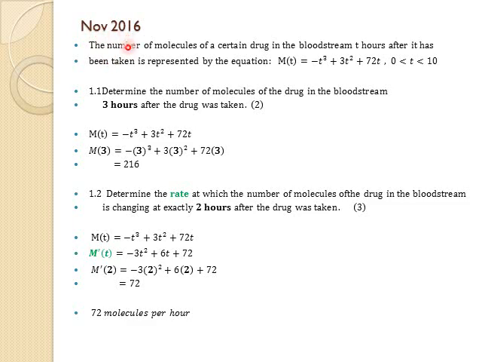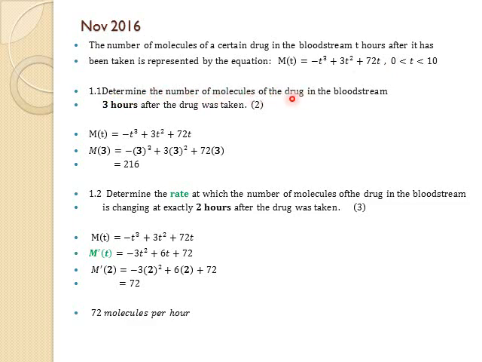So, November 2016, the question goes as follows: the number of molecules of a certain drug in a bloodstream, T hours after it has been taken, is represented by the equation M(T) equals minus T cubed plus 3T squared plus 72T, and T is less than 10 but greater than 0.